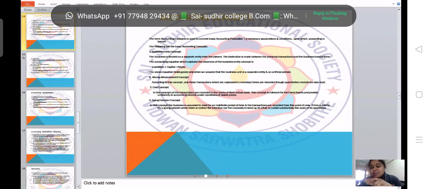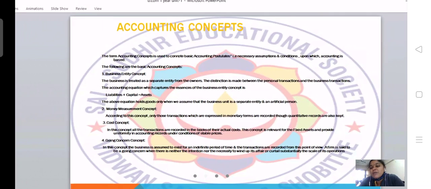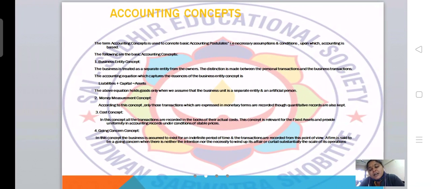Okay then, I'll start. Few of them forgot. We have done the past two classes. We have done what is accounting, meaning, definition, and what is bookkeeping, the difference between bookkeeping and accounting, branches of accounting, and advantages and disadvantages. So everyone should be thorough with that topic.